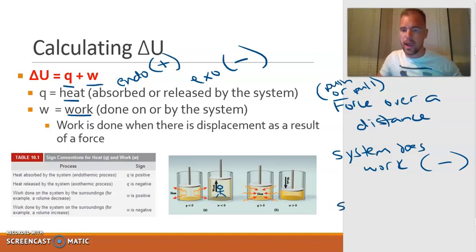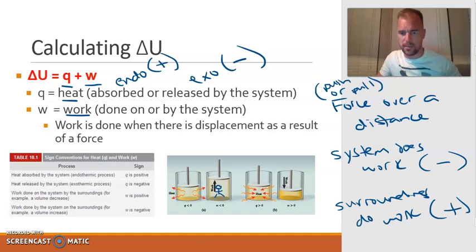But if the surroundings do the work, the system doesn't do the work, the surroundings do the work. So for example, in this picture, it's the surroundings that's pushing the piston down. The system's not doing anything. It's the surroundings that's pushing down. In that case, the system has gained energy. It didn't do anything, it gained energy. So that's going to be positive. That might be a little weird for you.